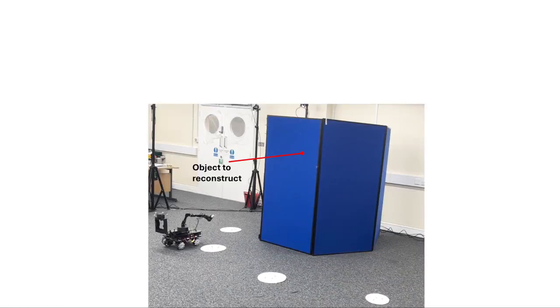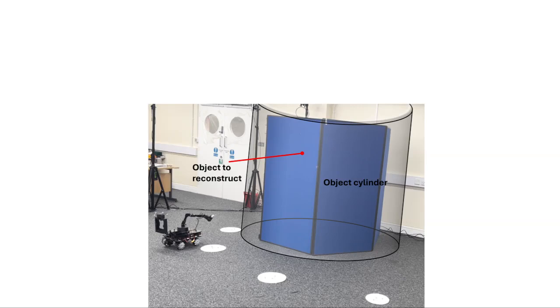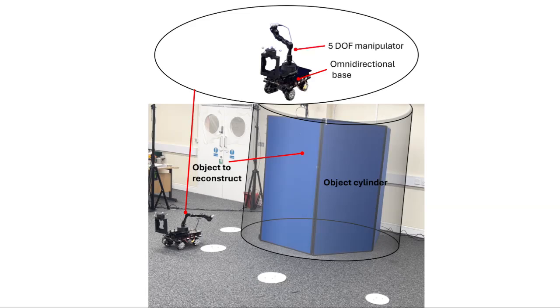The experimental setup contains a blue rectangular object for reconstruction. A virtual cylinder prevents collisions between the robot and the object under reconstruction. The robot has an omnidirectional base and a 5-degree-of-freedom robotic arm, and measurements are taken by a depth camera attached to the end effector. We use an OptiTrack system and tracking markers to continuously track the robot's pose. Finally, four circular obstacles are placed in the environment.